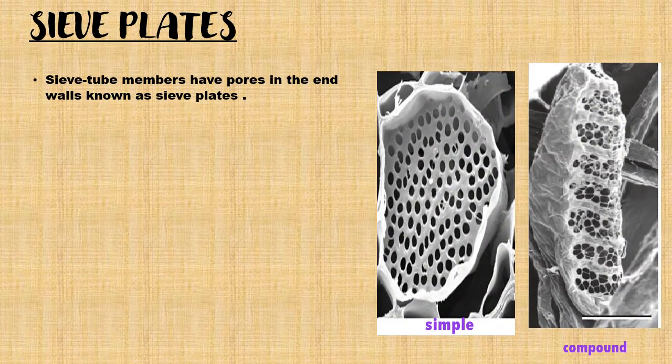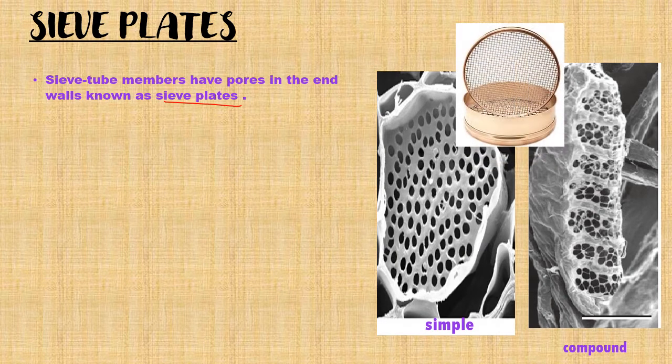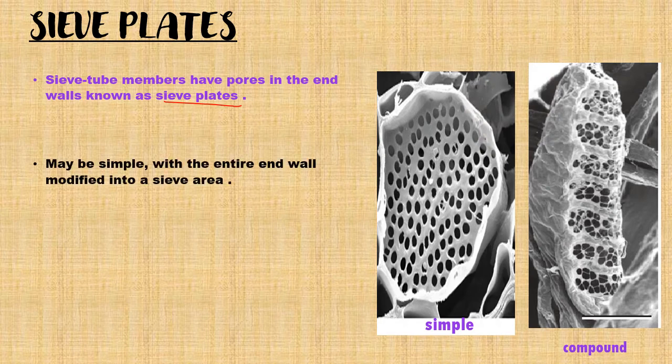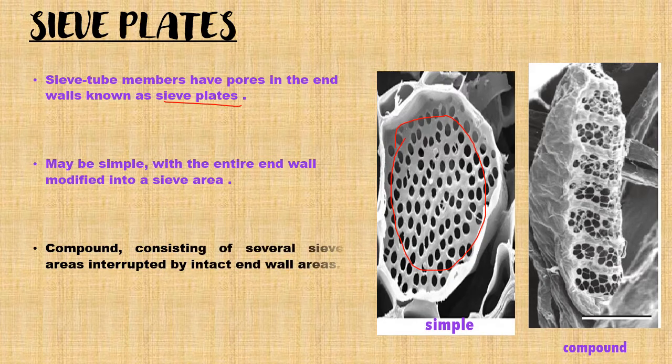In sieve tube members, the end plate which is perforated with lots of pores, we can call it a sieve plate. Why has the name become sieve plate? Because it resembles a sieve. A sieve plate can be simple or complex. If it is simple, the entire wall is converted into a sieve area. Whereas in a complex sieve plate, we can see that there are many sieve areas which are separated by intact end walls.